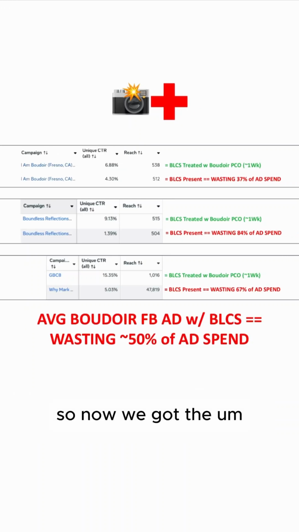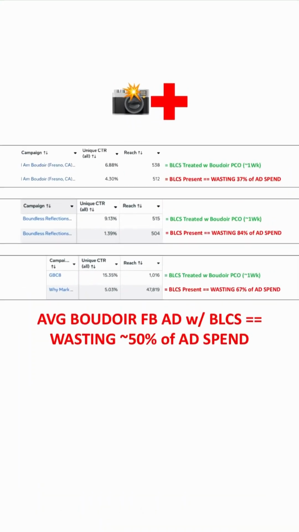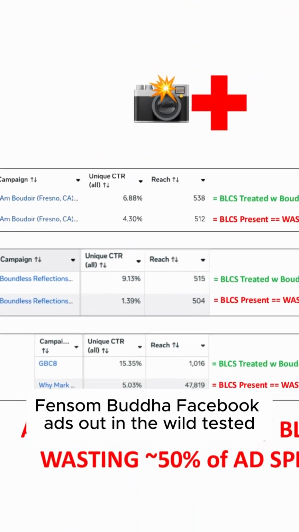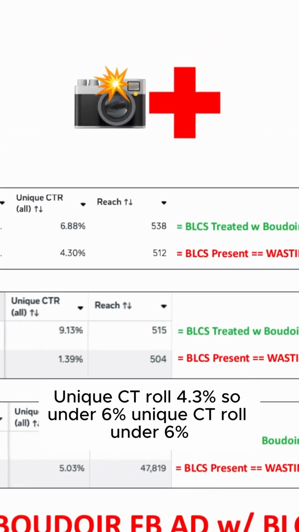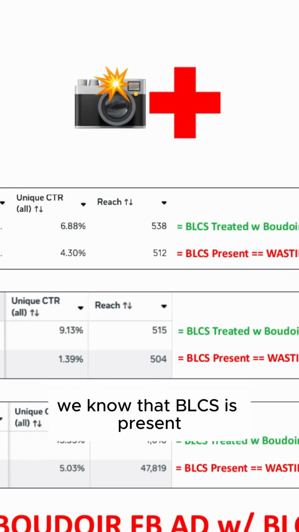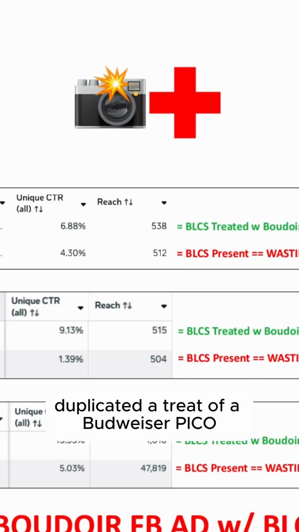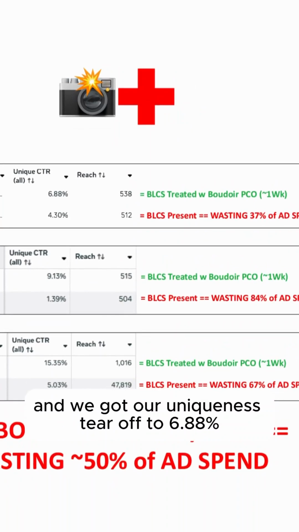So now, in my residency here, I found some boudoir Facebook ads out in the wild. Tested the first one, brought it to the hospital. Unique CTR 4.3%, so under 6%. We know that BLCS is present. Now we duplicated it, treated it with Boudoir Pico. Took about a week, and we got our unique CTR up to 6.88%.